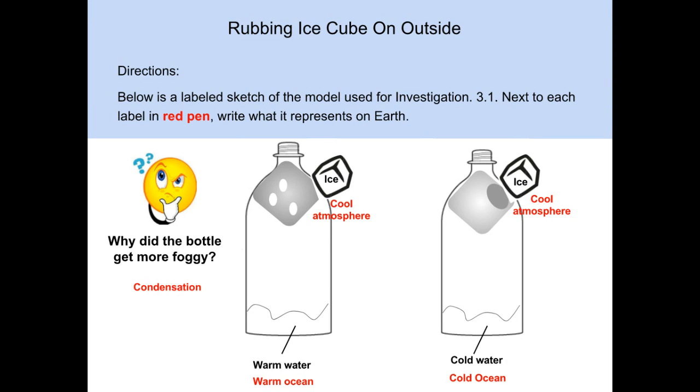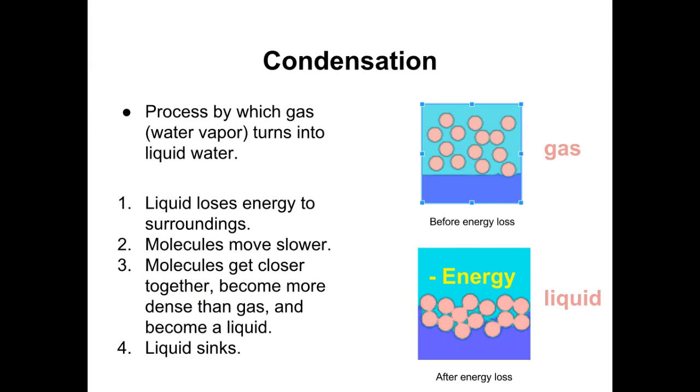Well, it's called condensation. And condensation occurs more when it's cold. Condensation is the process in which gas or water vapor turns into water liquid. It's the opposite of evaporation. So because you cooled it off, that liquid lost energy. The molecules moved slower. The molecules became closer together, and they became little water droplets, and then that liquid sinks, it drops.